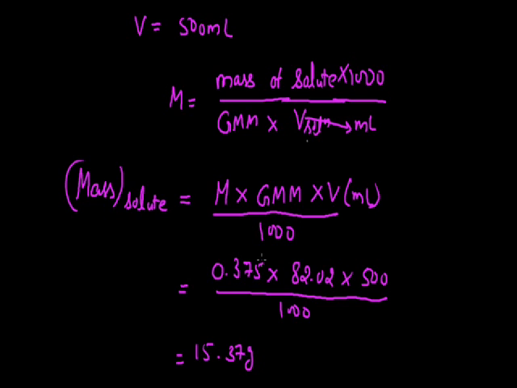So to make this kind of solution which has the molarity 0.375, we need to dissolve 15.37 gram of sodium acetate in 500 ml of solution. Now let's move to the next question.